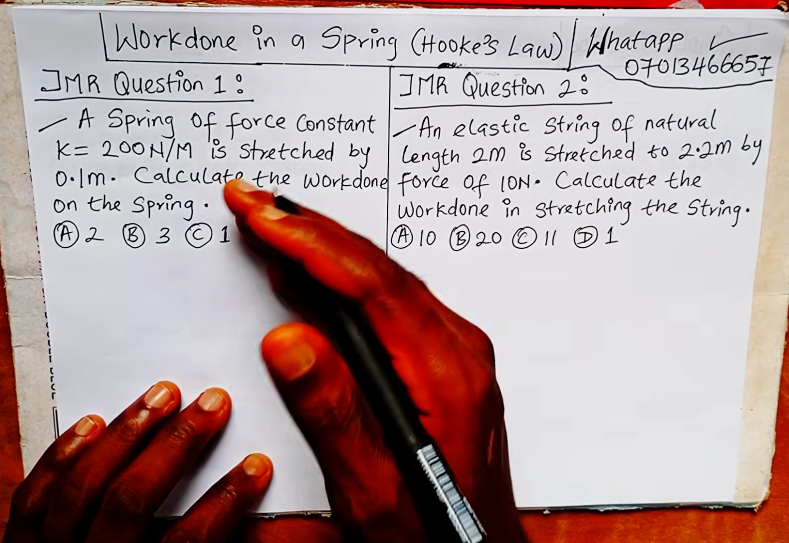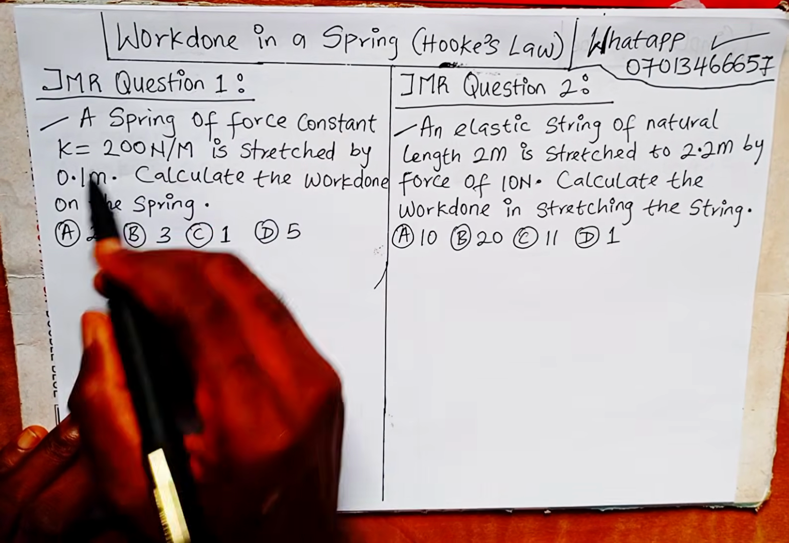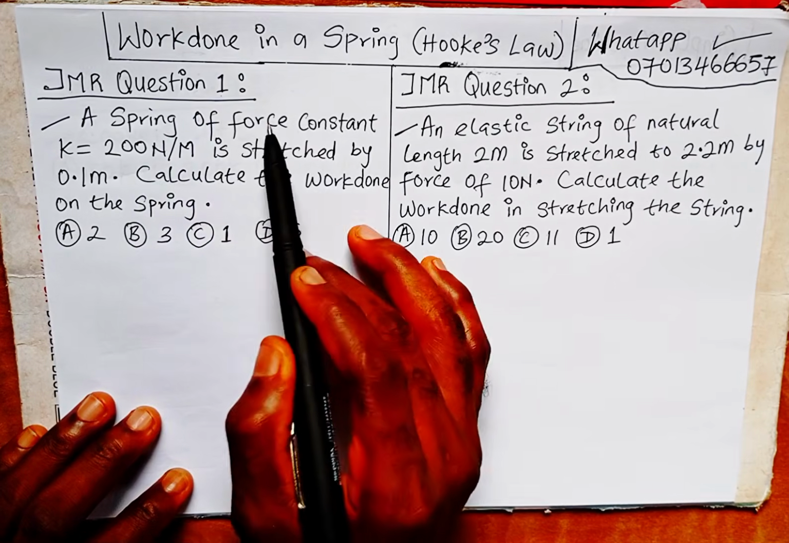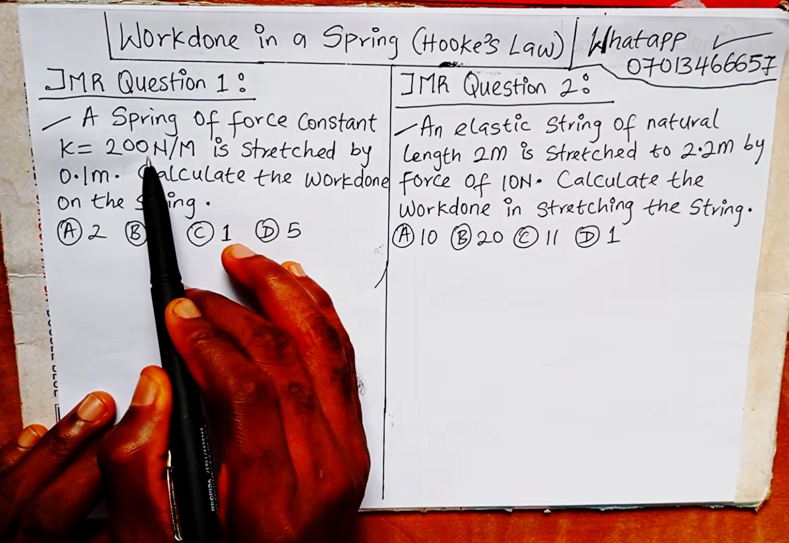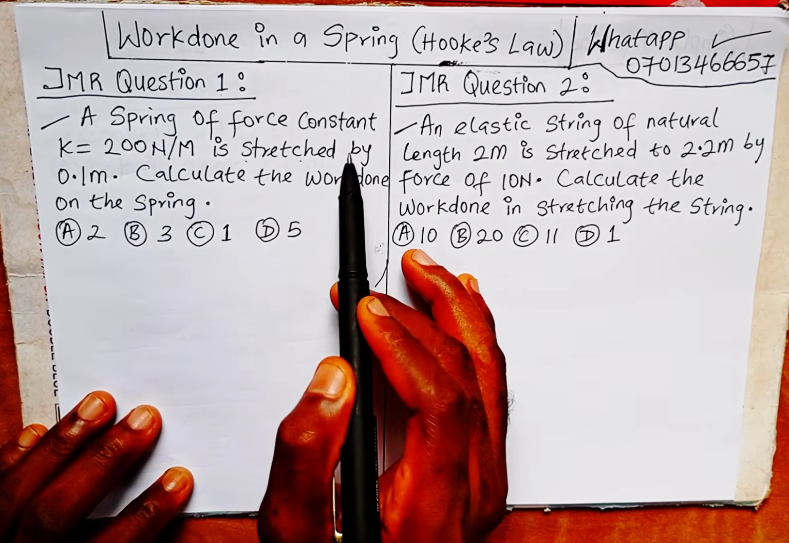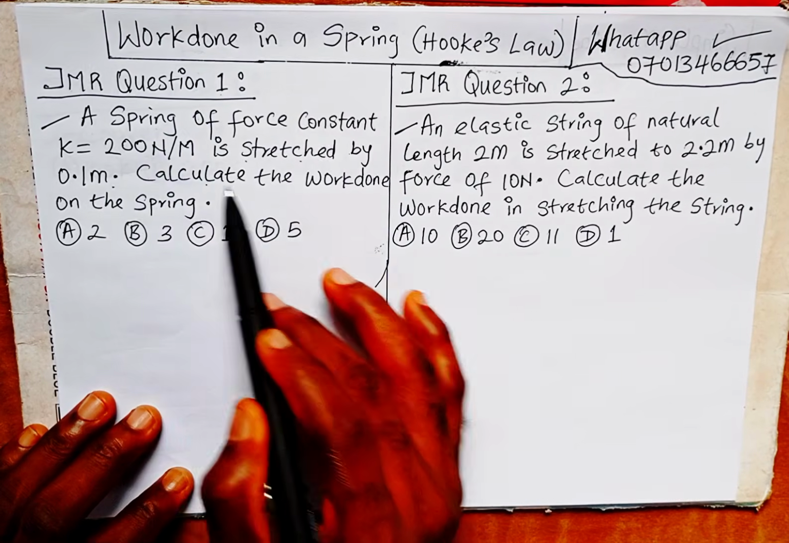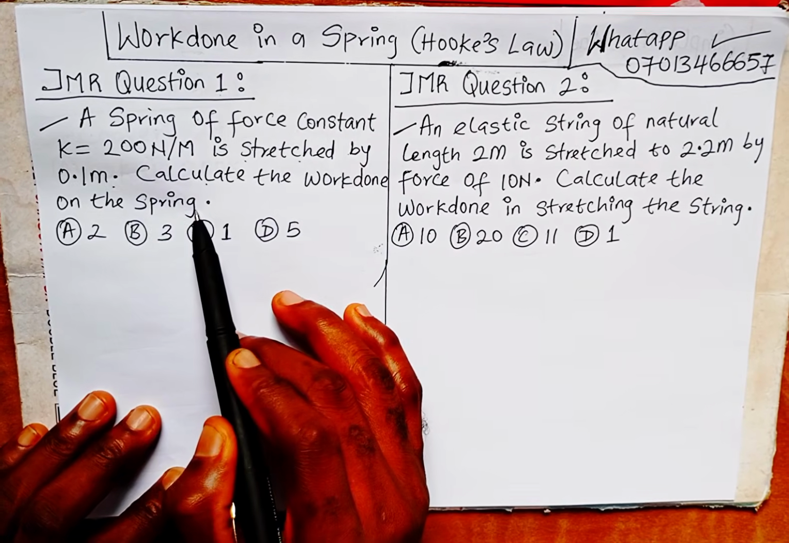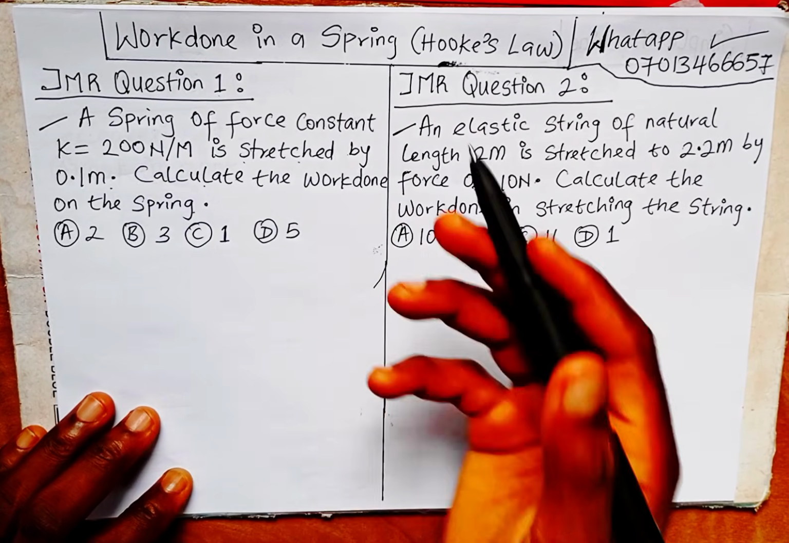All right. So let's get into the business. JAMB must repeat question 1. The question reads: a spring of force constant K equal to 200 Newton per meter is stretched by 0.1 meter. Calculate the work done on the spring. So we will find work done now. If you don't know, another wahala will go enter.